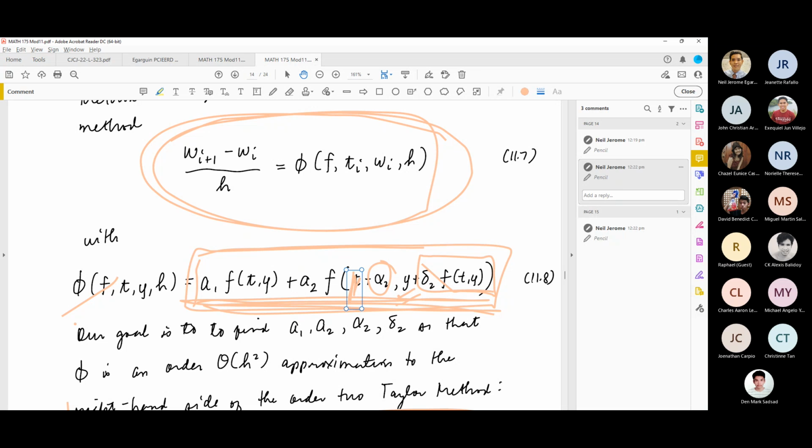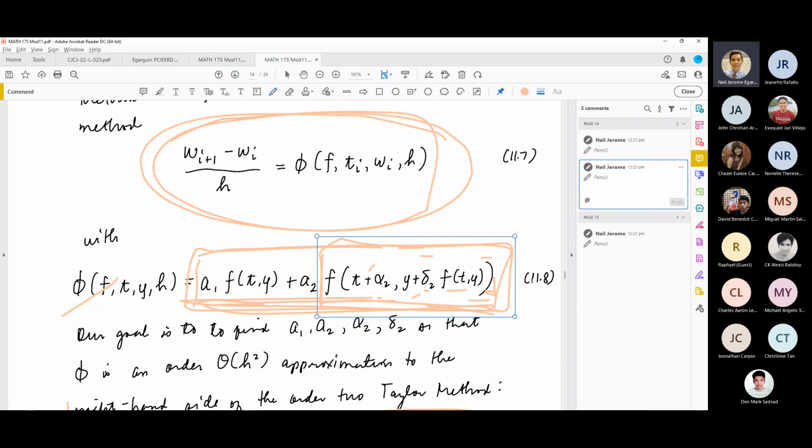Alright? Now, ang gagawin ko, tingnan niyo itong second term na to. Itong second term na to, itong f of t plus alpha 2, y plus delta 2, f of ty, pwede kong i-expand itong buong second term na to, itong f na to sa second term in terms of Taylor's theorem.